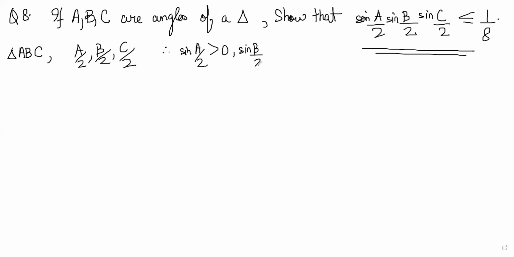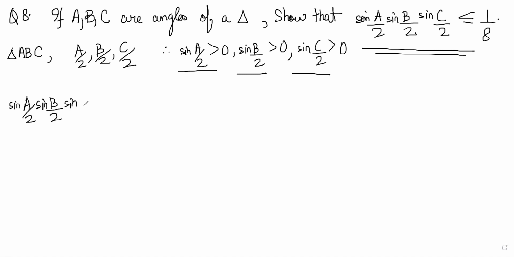Similarly, sine B by 2 is greater than 0 and sine C by 2 is greater than 0. So all the three signs are positive quantities, right? Now, let's look at the product: sine A by 2, sine B by 2, sine C by 2.